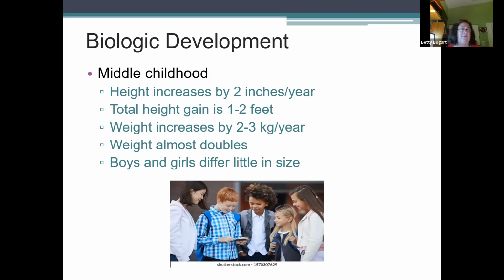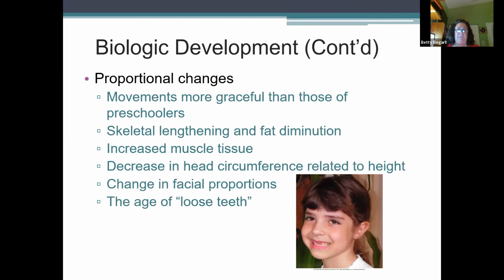As I said, growth is slow, but if you look at 6 years of time, the total height gained is 1 to 2 feet in those 6 years. And the weight doubles, but if you look at per year, it's slow. 2 inches a year height, 2 to 3 kilos per year in weight. So it progresses up. And boys and girls, same height, same weight, there's really not much different.